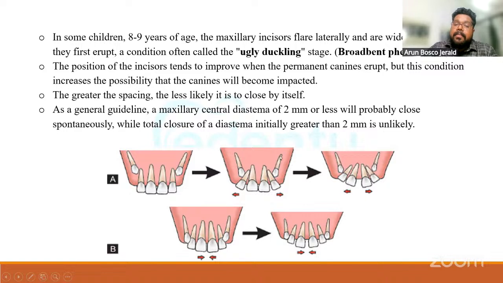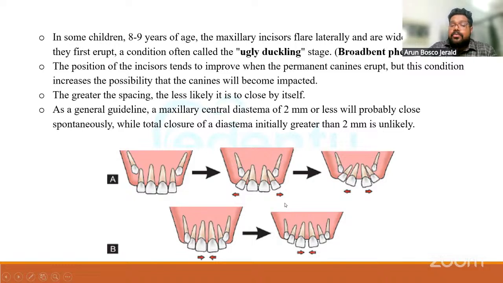That means because of the pressure of the erupting canine, the lateral root will be impinging onto the roots of the central, and the centrals will be impinging on each other. Because of that, there will be a space opening in the midline as a midline diastema. And later, by the further eruption of the canine, the space will be completely closed.